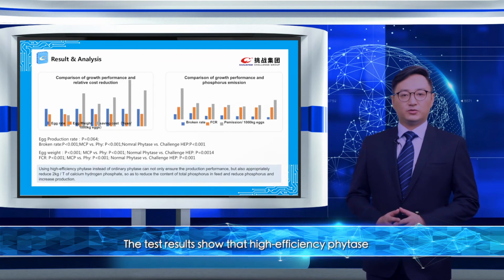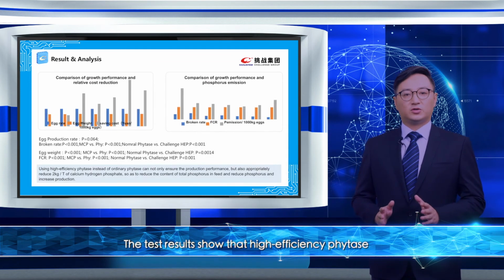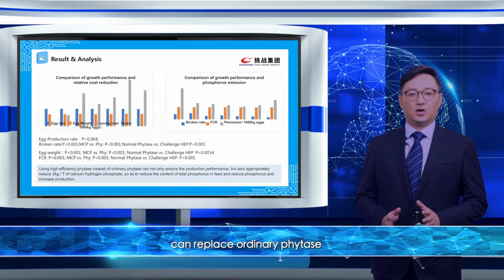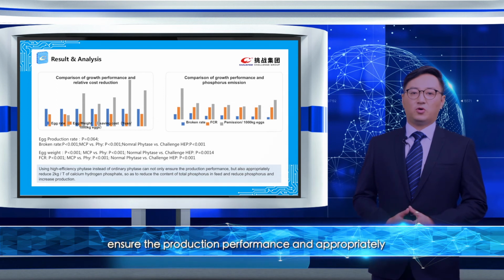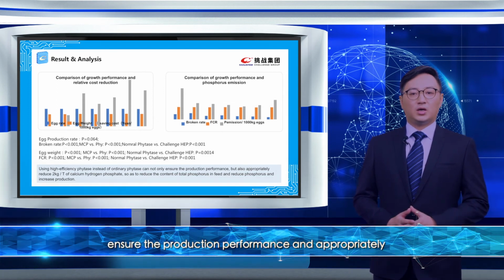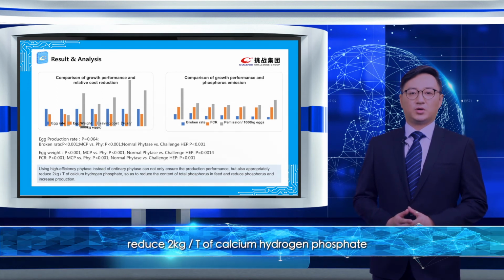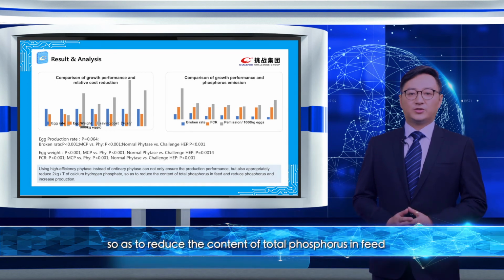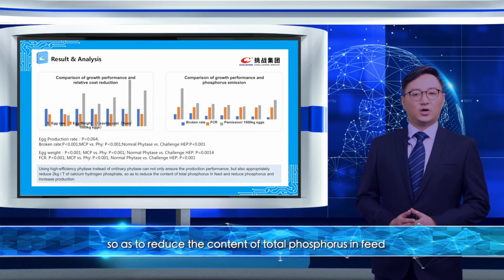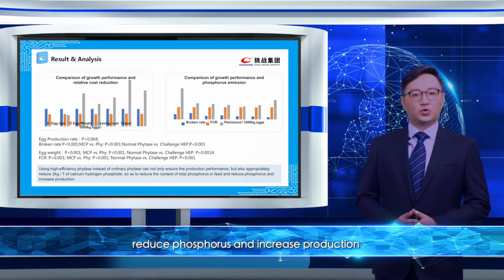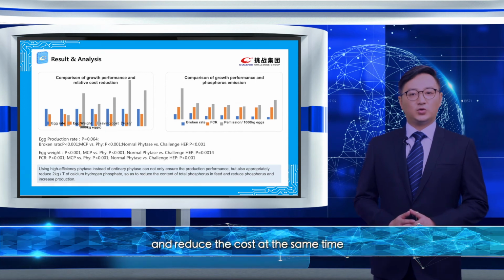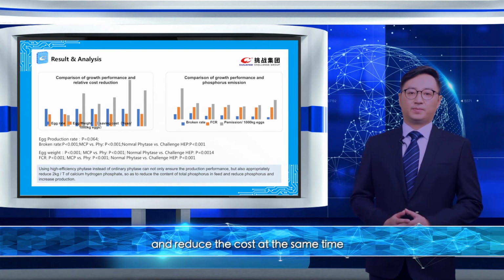The test results show that high-efficiency Phytase can replace ordinary Phytase, ensure the production performance, and properly reduce 2 kg per ton of DCP, so as to reduce the content of total phosphorus in feed, reduce phosphorus and increase production, and reduce the cost at the same time.